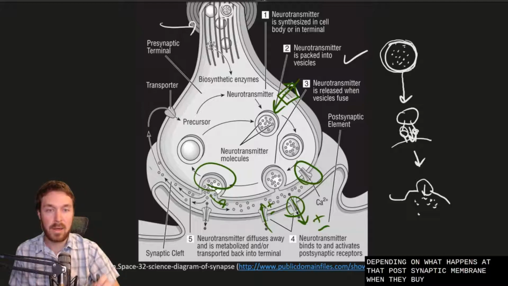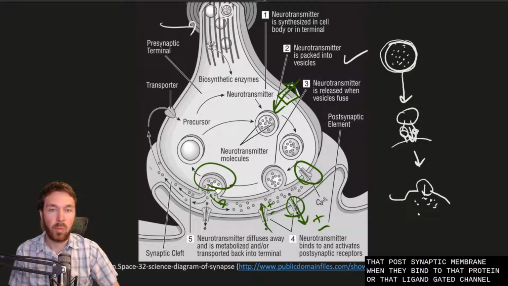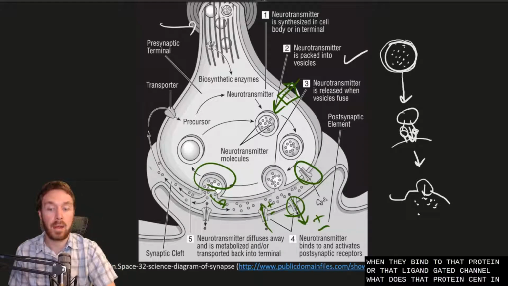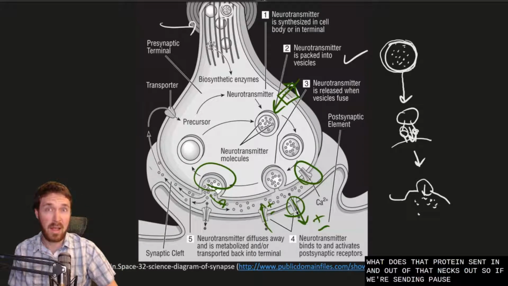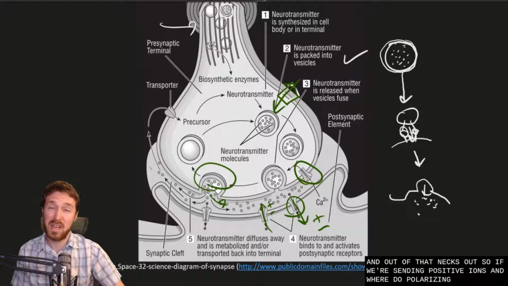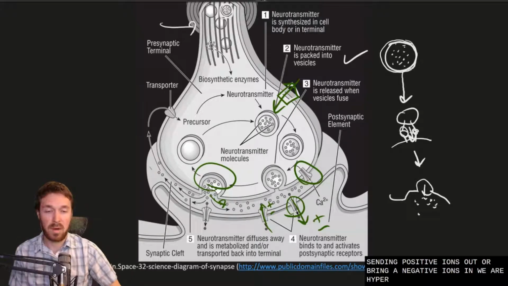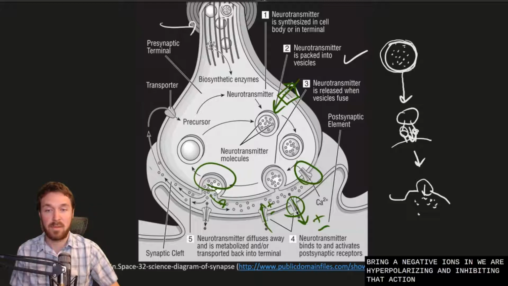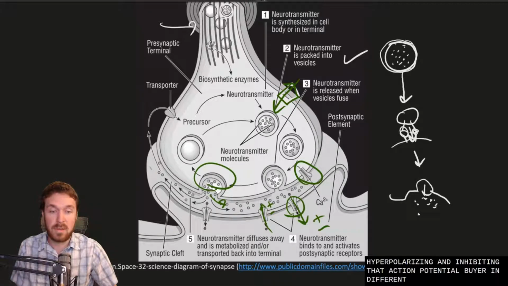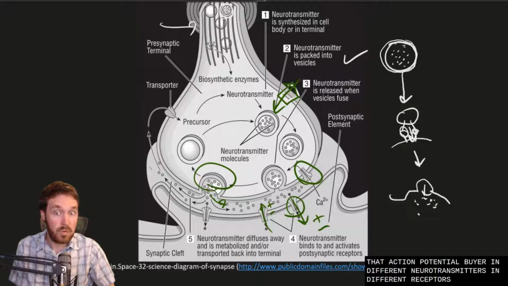When they bind to that protein or that ligand-gated channel, what does that protein send in and out of that next cell? So if we're sending positive ions in, we're depolarizing. If we're sending positive ions out or bringing negative ions in, we are hyperpolarizing and inhibiting that action potential from firing. And different neurotransmitters in different receptors do different things.